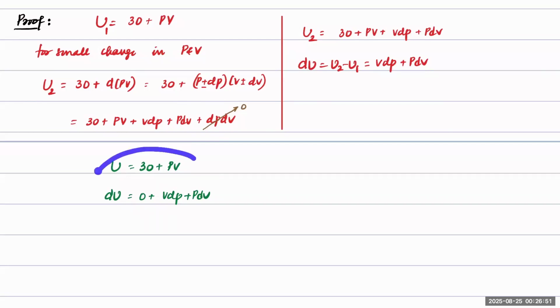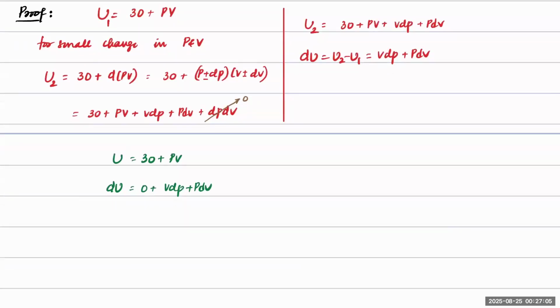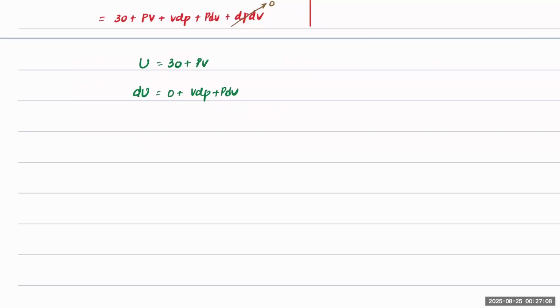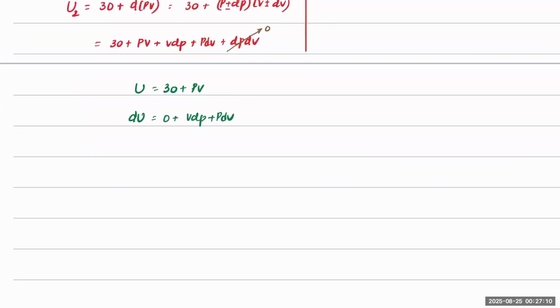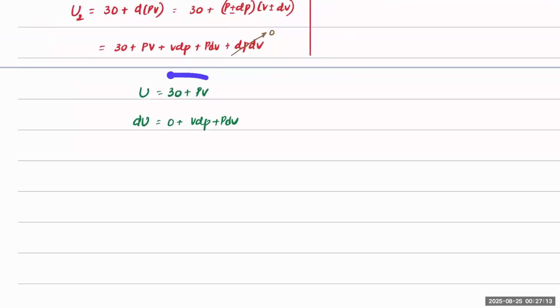So whether you write it in a differential form or in an algebraic form, what do we get? The change in u will be equal to vdp plus pdv only. Okay, clear? Now imagine this one. What if I differentiate only with respect to p, at a constant volume? And you know that if the volume is constant and I differentiate only with respect to p, then what is left? Correct. Only v will be left, right?